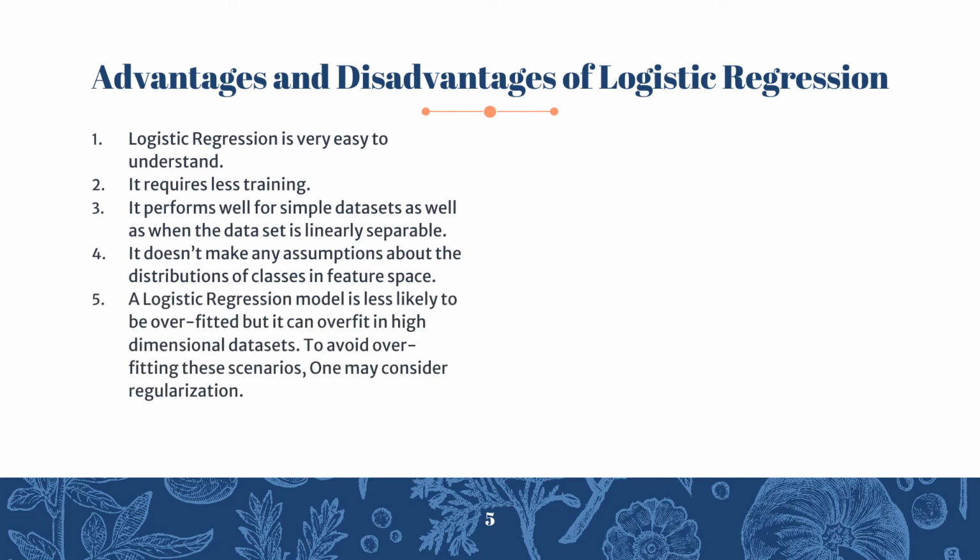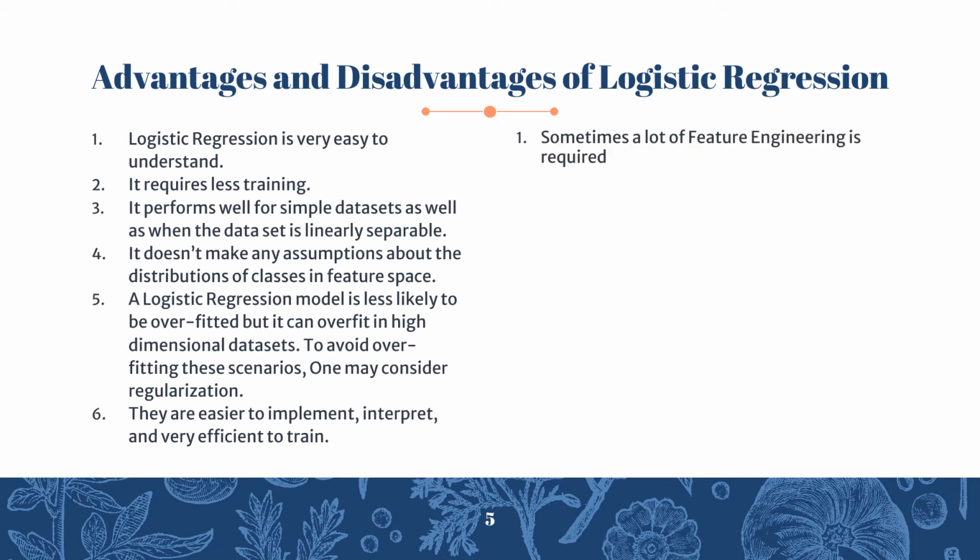A logistic regression model is less likely to be overfitted, but it can overfit in high dimensional data. To avoid the overfitting scenario, one may consider regularization. In high dimension, there is a high chance that it will overfit. And in such a scenario, we are going to apply the regularization technique. As I had said earlier, logistic regression is easier to implement, interpret, and very efficient to train. Now, let us look at the cons of logistic regression.